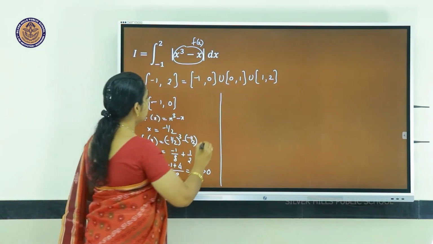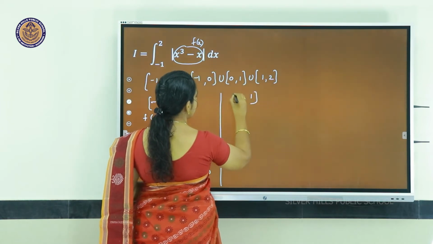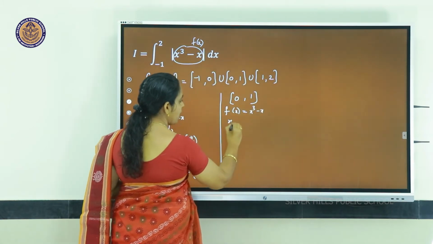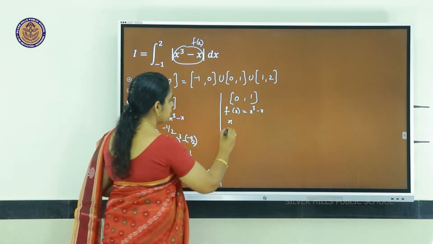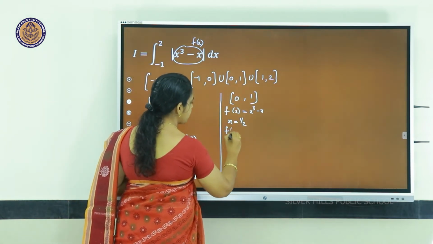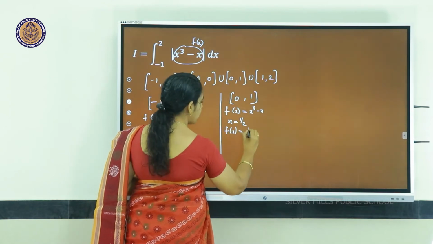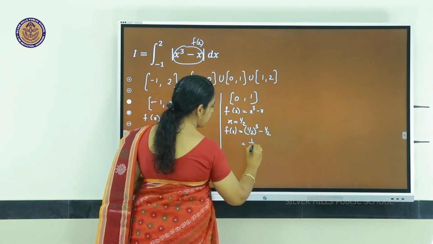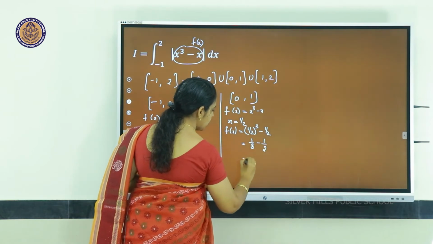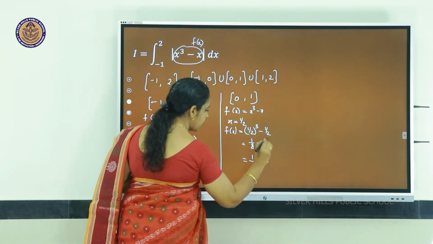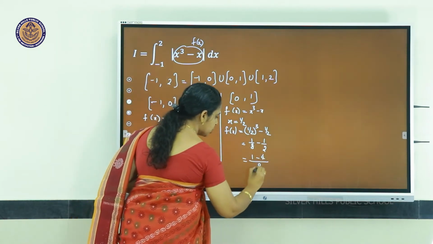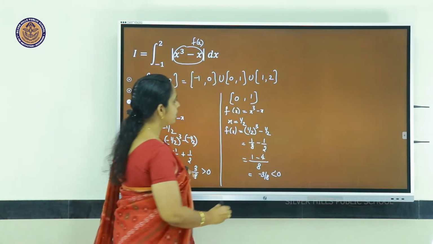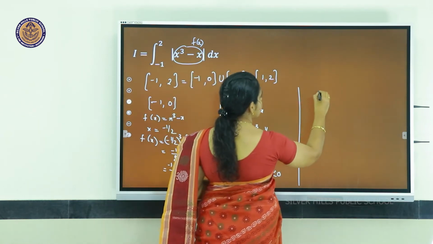In the next interval, 0 to 1, f of x is x cube minus x. Let us take a value lying between this, x equal to 1 by 2. So, f of x will become equal to 1 by 2 whole cube minus 1 by 2, equal to 1 by 8 minus 1 by 2, equal to 1 minus 4 over 8, which will become minus 3 by 8, less than 0, it is negative. And again in the last one, 1 to 2.